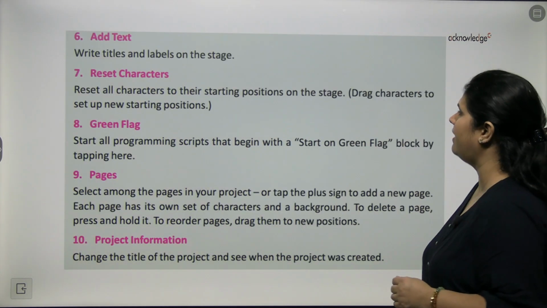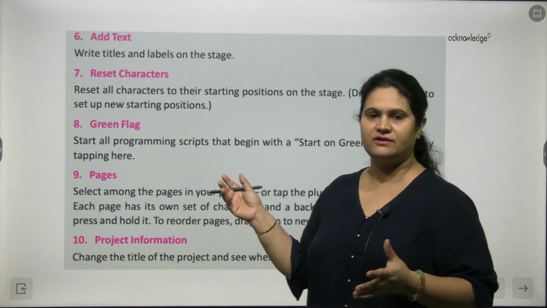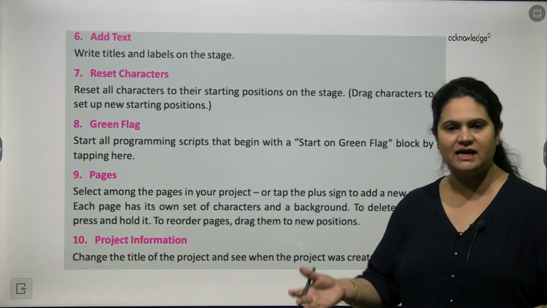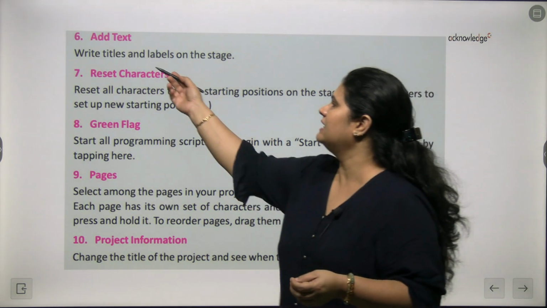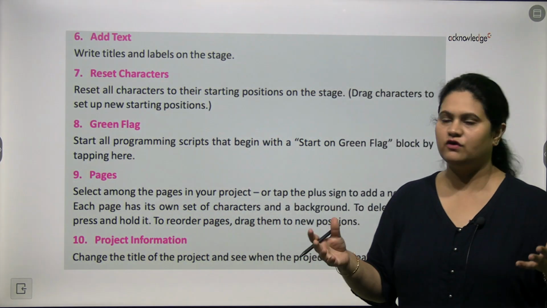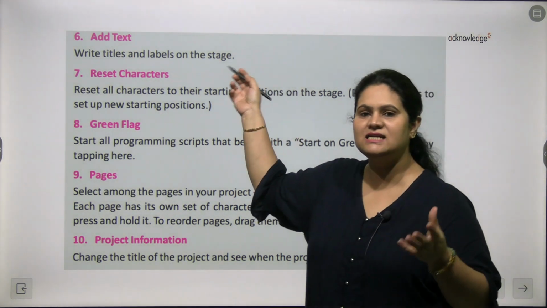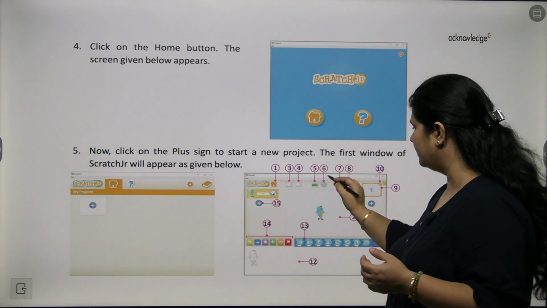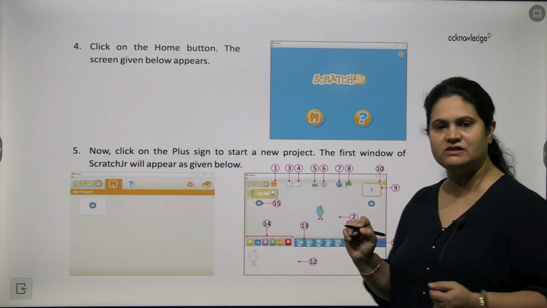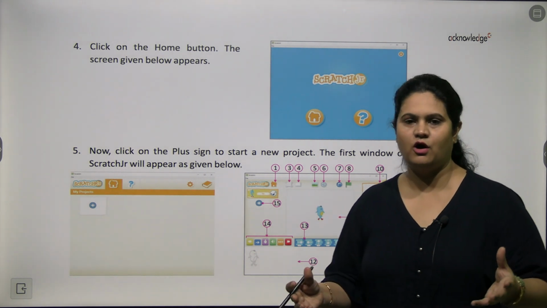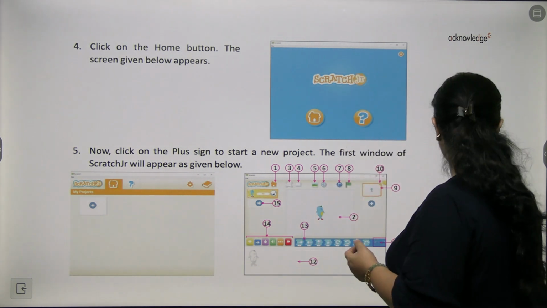Now, next we have add text, right? Sometimes you may want to add some text to your project. So, write text, titles and labels on the stage. For this, you will use add text. Let's see where that component is. Right here. You can see A, B, C written over here. This is used to add text to your presentation.